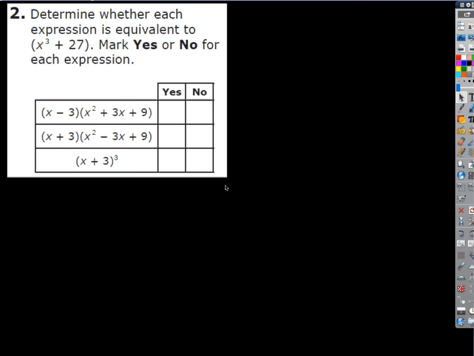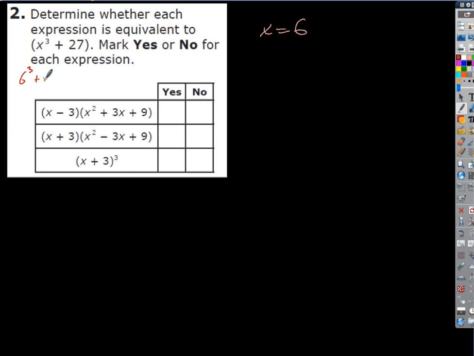What do we do? Plug in a random value for x. Yeah. So why not 6? Let's just pick 6, right? So if we let x equal 6, what are we going to get? We want to know if it's equivalent to this one up here. So what's that going to give us? 6 cubed plus, maybe 6 is kind of a big one.